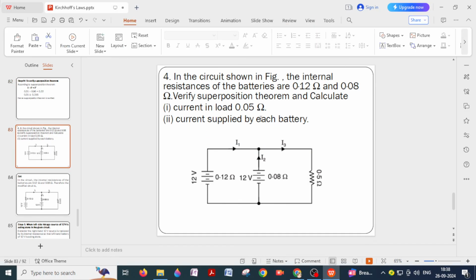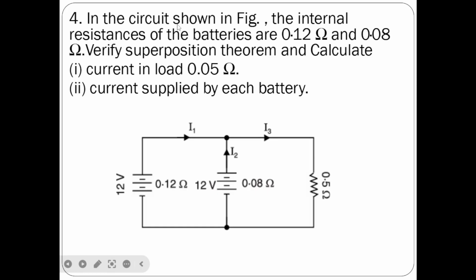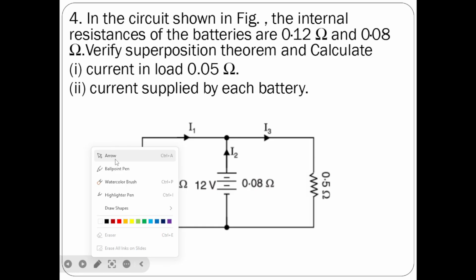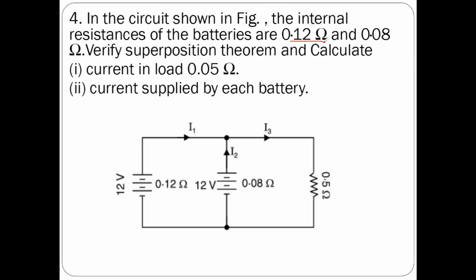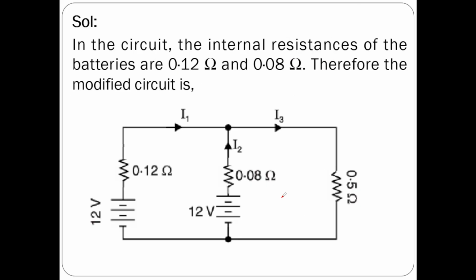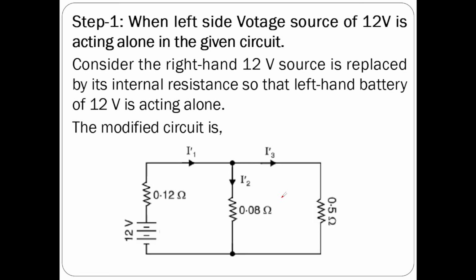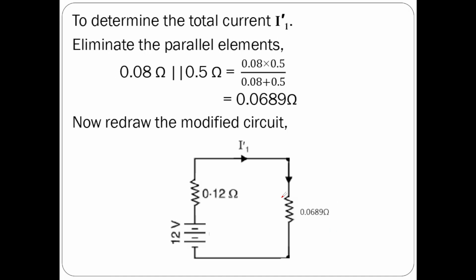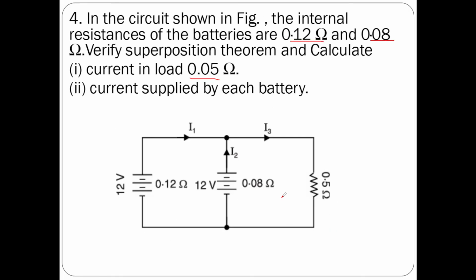Let us discuss one more numerical problem. In the circuit shown in the figure, the internal resistances of batteries are 0.12 ohms and 0.08 ohms. Verify superposition theorem and calculate current in load 0.05 ohms. So 0.05, is it 0.05 or 0.5? So it is not 0.05, it is 0.5.